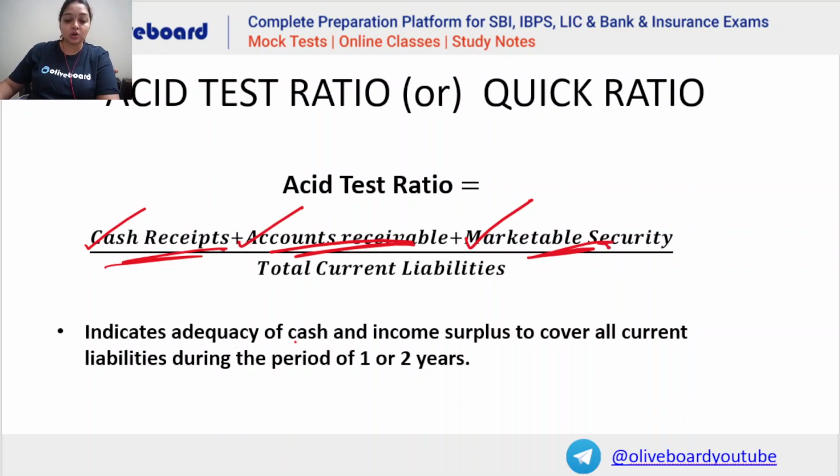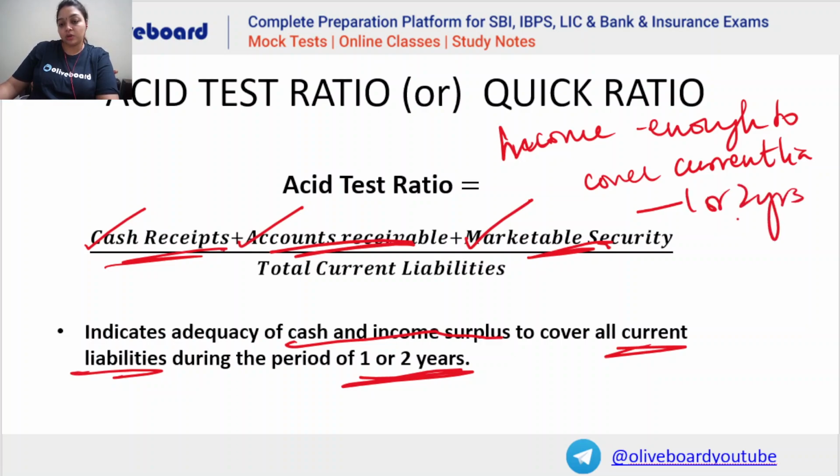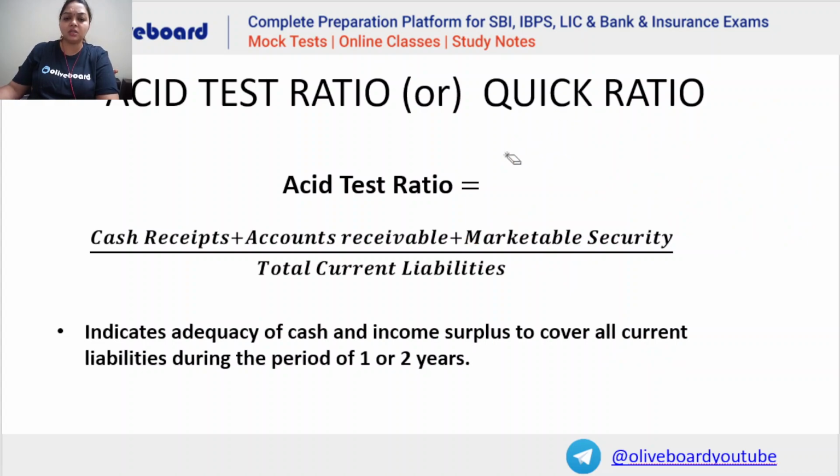So it indicates adequacy of cash and income surplus to cover all current liabilities during a period of 1 or 2 years. So this acid test ratio or quick ratio is checking whether the company has income enough to cover current liabilities. Current means immediate liabilities for 1 or 2 years. That means in the 1 or 2 years, can the company stand on its own? Is it having enough money to cover its current liabilities? If it is yes, then it becomes a very good thing, right? It can be told that the company is running very healthily.